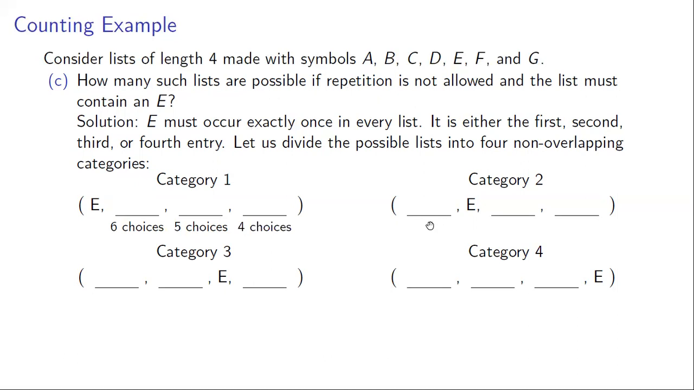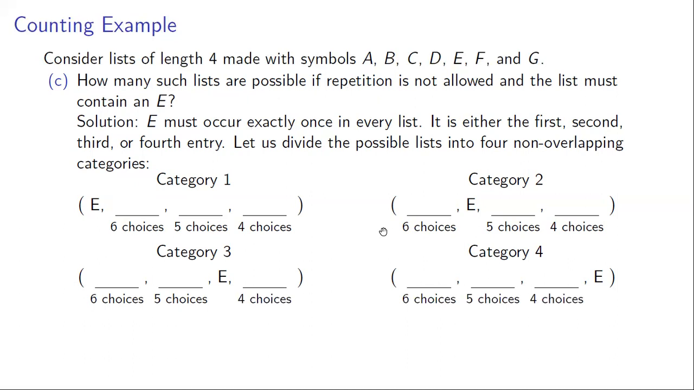Going to category 2, for the first entry, we have 6 choices, and then 5, and then 4. And going to category 3, we have 6 choices, 5 choices, and 4 choices. And category 4, 6 for the first entry, 5 for the second entry, 4 for the third entry. Okay, now these 4 categories divide up all the possible lists that we're looking for. All right, we're looking to count how many possible lists are there where repetition is not allowed and the list must contain an E. So these 4 categories encompass all those possibilities, and they divide up all those possibilities.